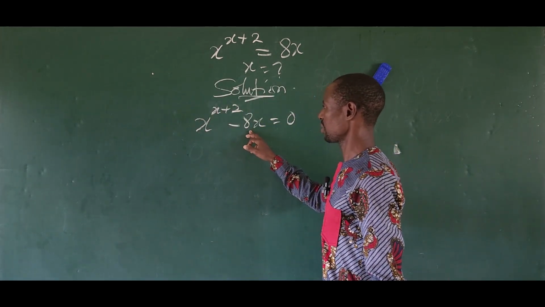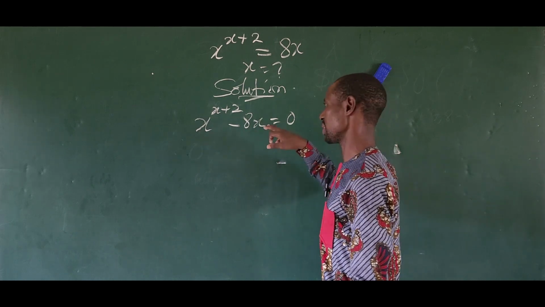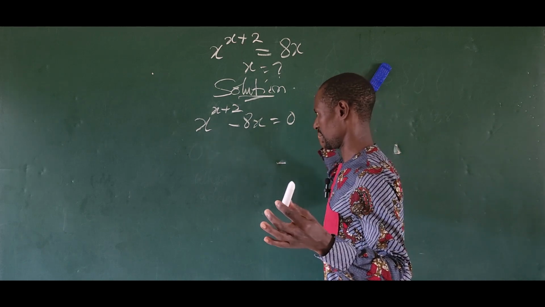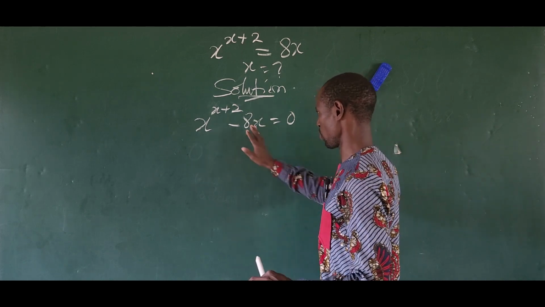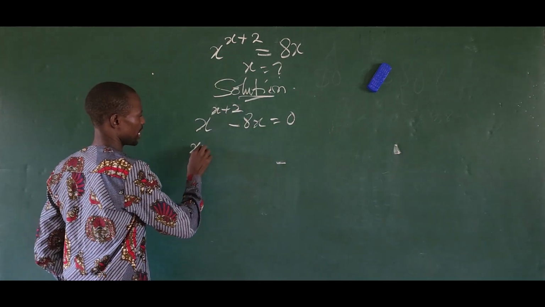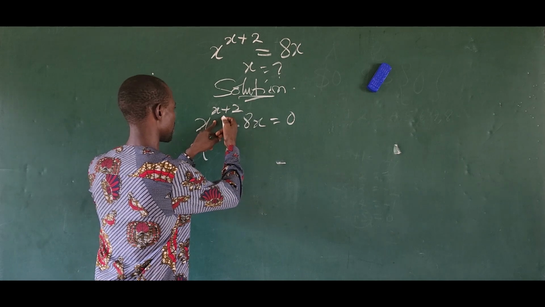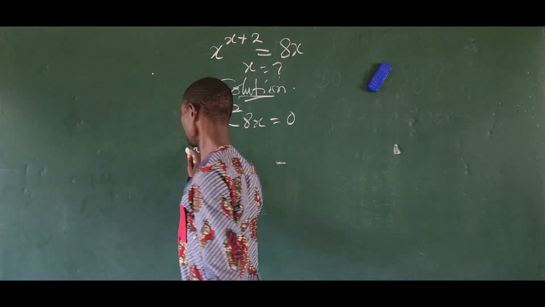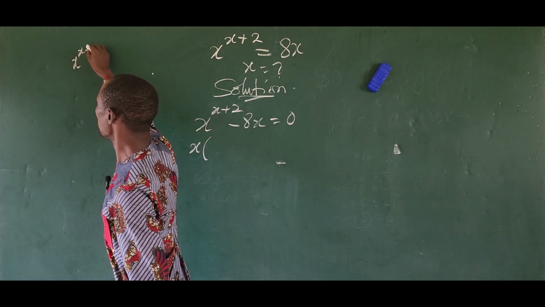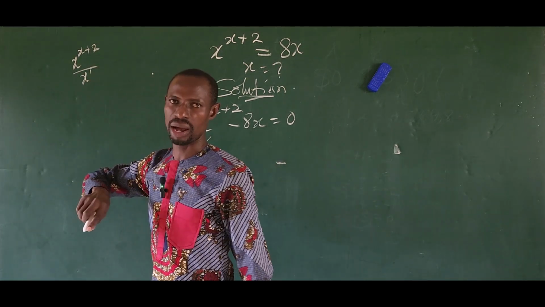Here, we just have to rewrite our 8. 8 could be written as 2 to the power of 3, but that will have no effect for now. So what we do here, let's factor out x. If we factor out x, this is going to give us x times, we use x to divide everything here. If we simplify, we have x to the power of x plus 2 all over x, where this x is to the power of 1.